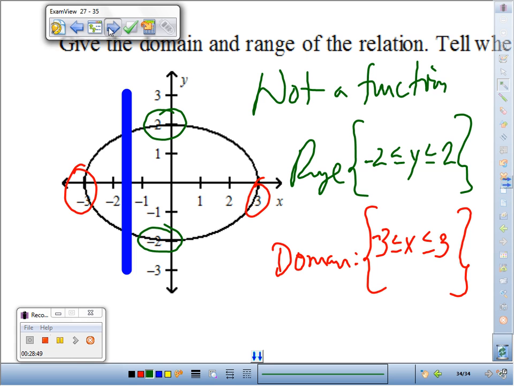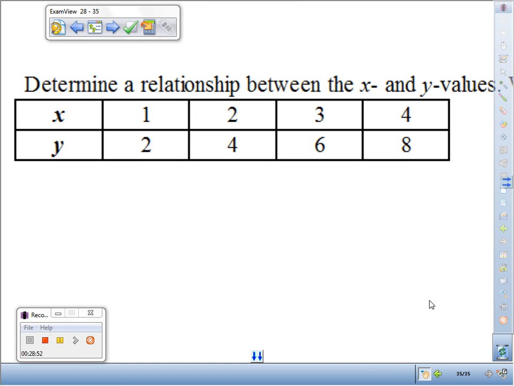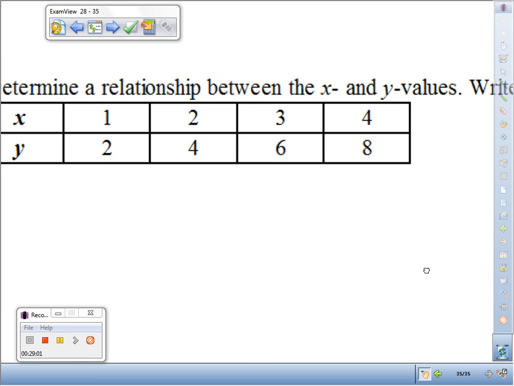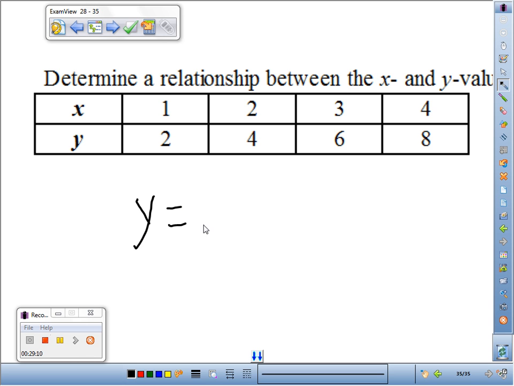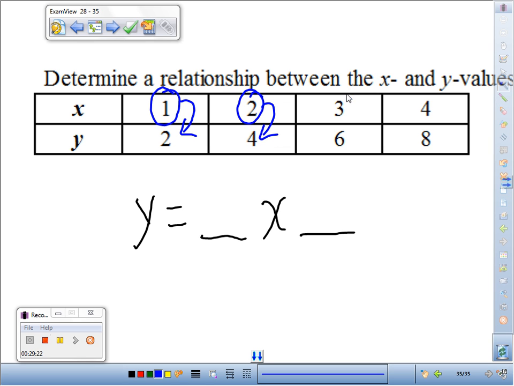Okay, let's move on. Number 28. It says, determine a relationship between x and y and write an equation. Now, I gave you plenty of practice with this on the warm-ups. So, this is what you need to do. Look up. You write y equals blank x blank. And ask the question, and don't say it out loud if you see it: what's happening to x to get y? Tell your neighbor, please.